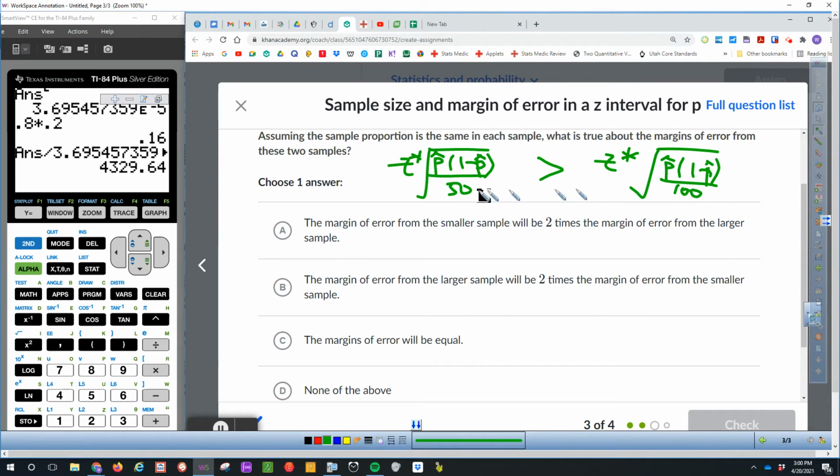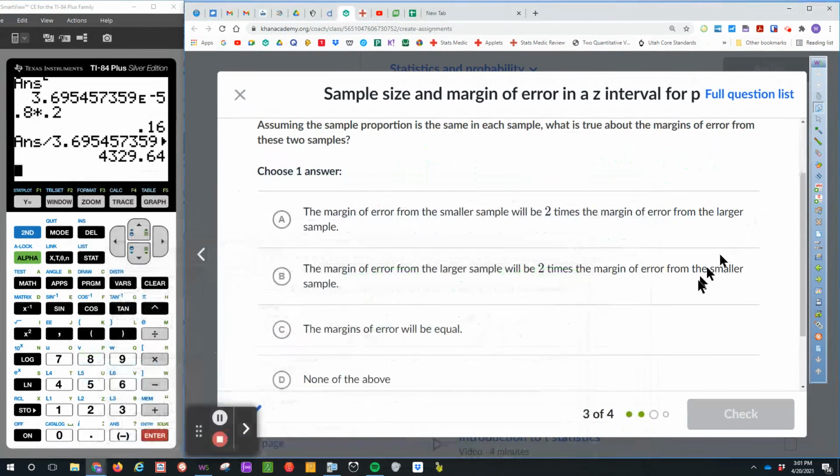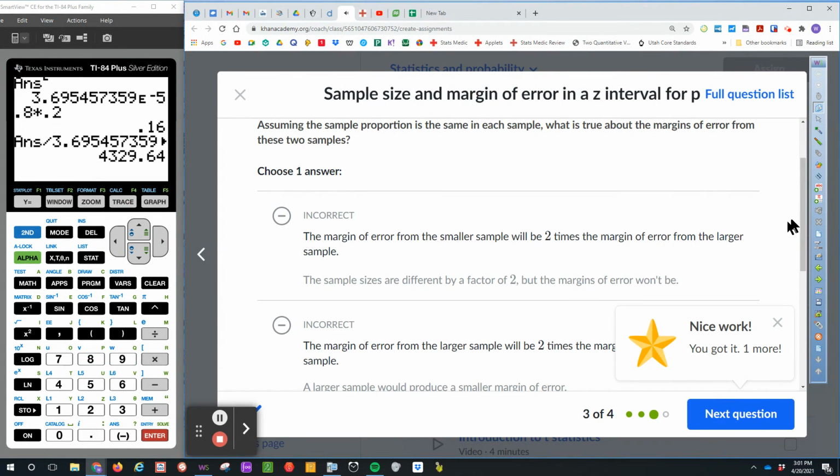So see how this is 100, this is 50? Yes, sample size here is 2 times more. But because it's in the denominator and it's in the square root, you cannot say that the margin of error will be 2 times more or 2 times less. So that doesn't work. The margin of error will be equal? We know it's not equal. So the answer here is going to be none of the above.